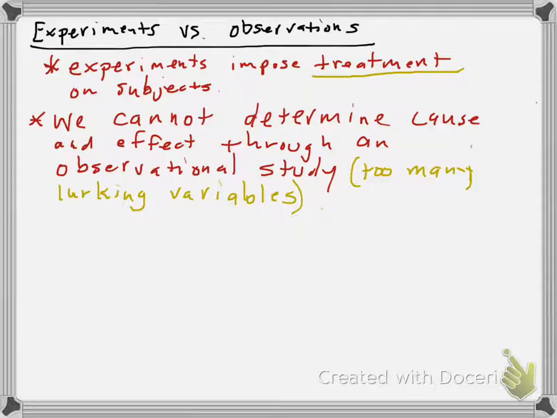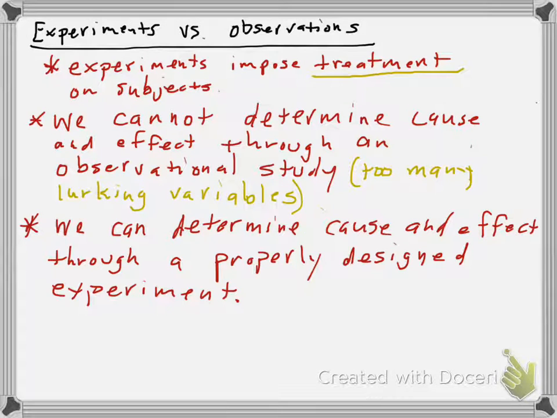All right, and we've talked about this too. We cannot determine cause and effect through observational studies alone. Why is that? There's just way too many lurking variables that we have absolutely no control over. We've seen this in chapter 4. We talked about this. And this is going to be a big theme. Why do we do experiments? We do experiments because we ultimately do want to be able to determine cause and effect. And we can do that through a properly designed experiment, which is exactly my point right here. We can determine cause and effect through a properly designed experiment.